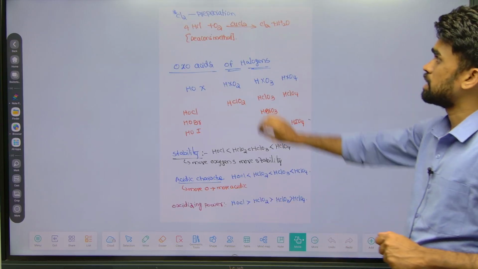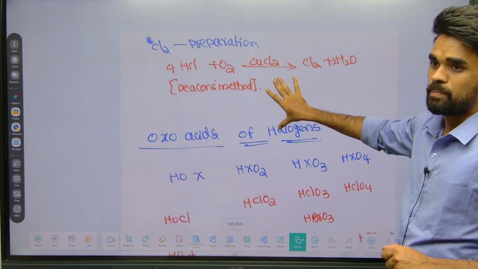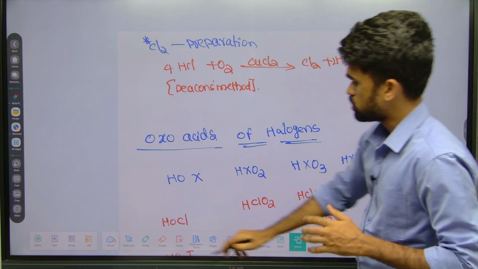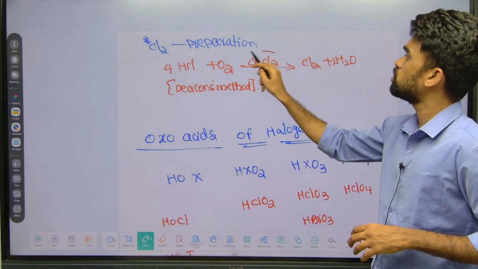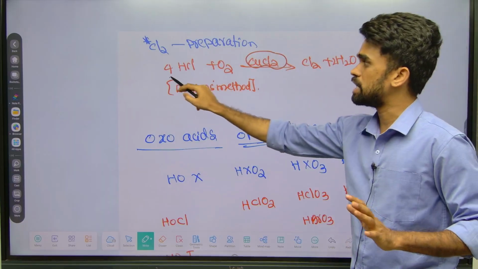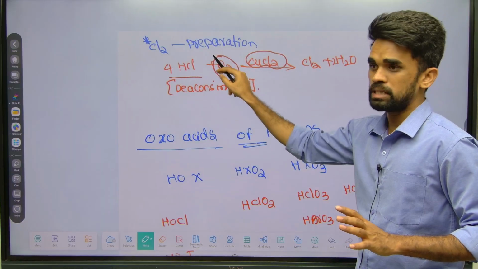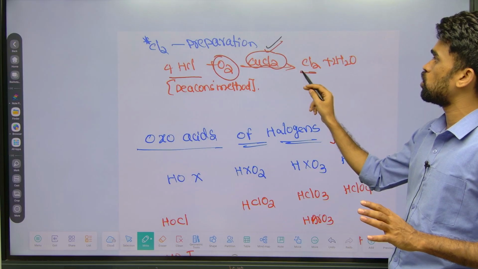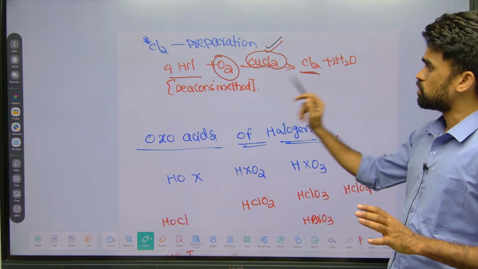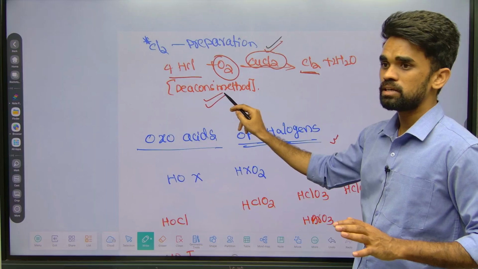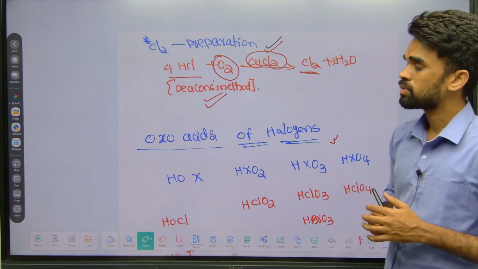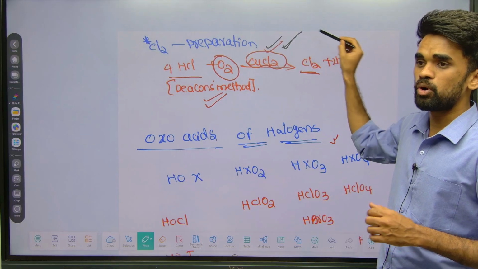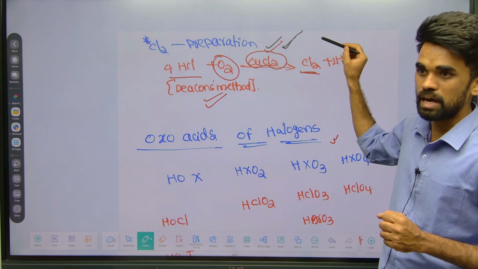Okay, next, chlorine preparation. Have you studied this chlorine preparation, Deacon's method? Okay, so what is the catalyst used there? CuCl2. Just write 4HCl with oxidation, in the presence of CuCl2 catalyst produces chlorine gas. Okay, so what is the method here we are using? Deacon's method. So what is the catalyst used in Deacon's method? CuCl2. Product formed is chlorine gas.